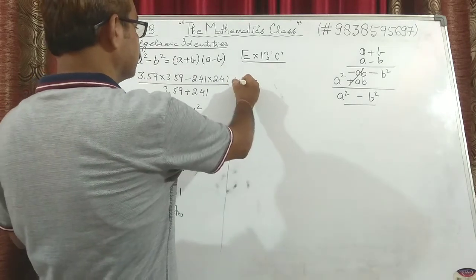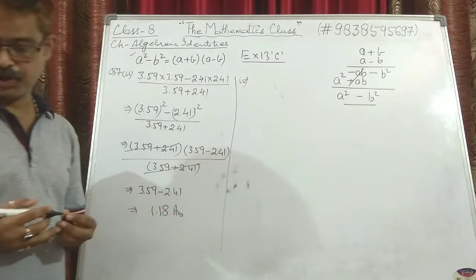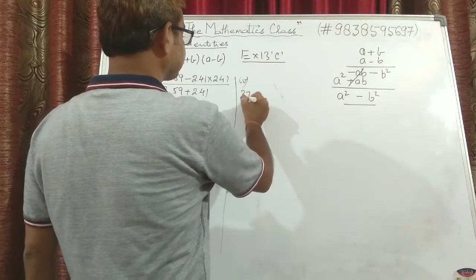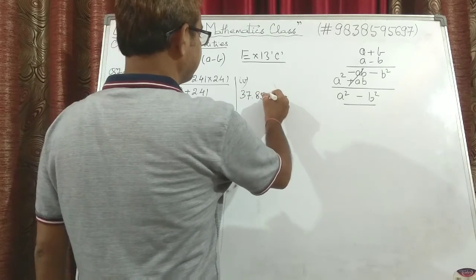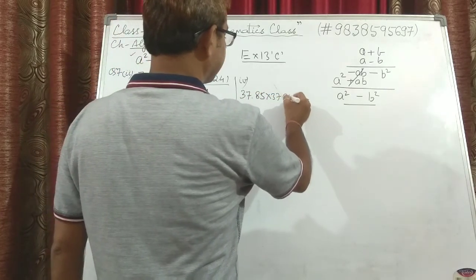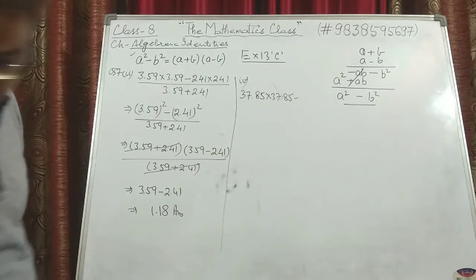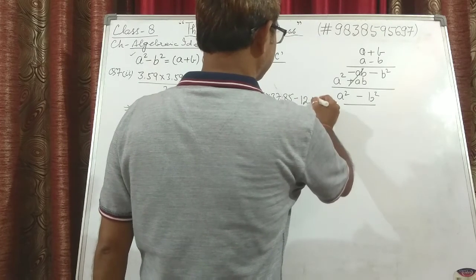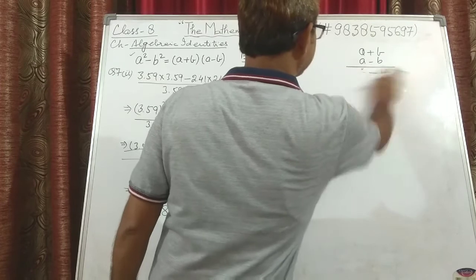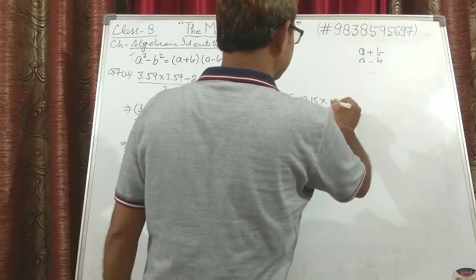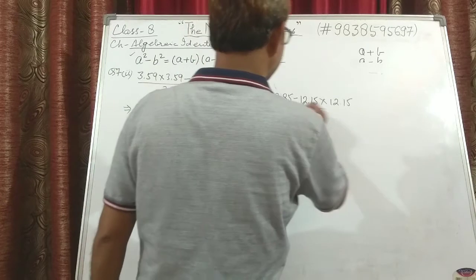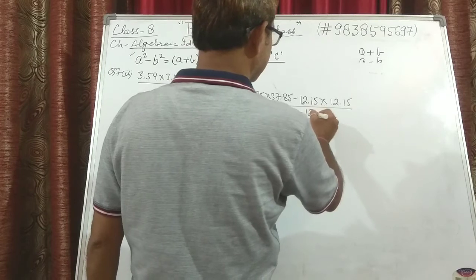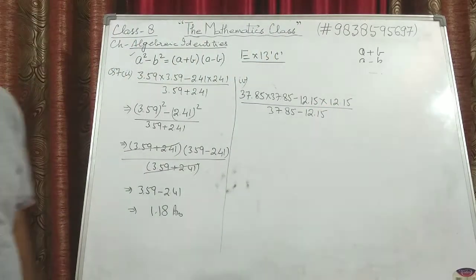Now we move on to the fourth part of the question. The fourth part is 37.85 into 37.85 minus 12.15 into 12.15, upon 37.85 minus 12.15. I think this is the question.